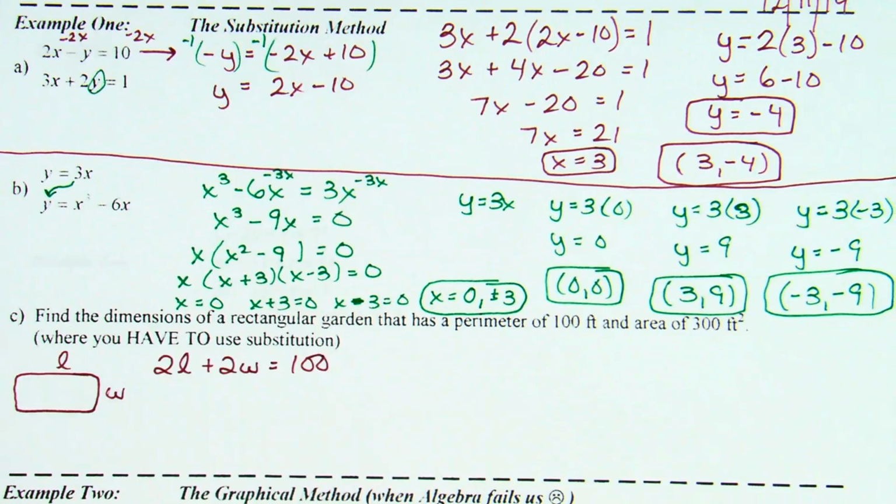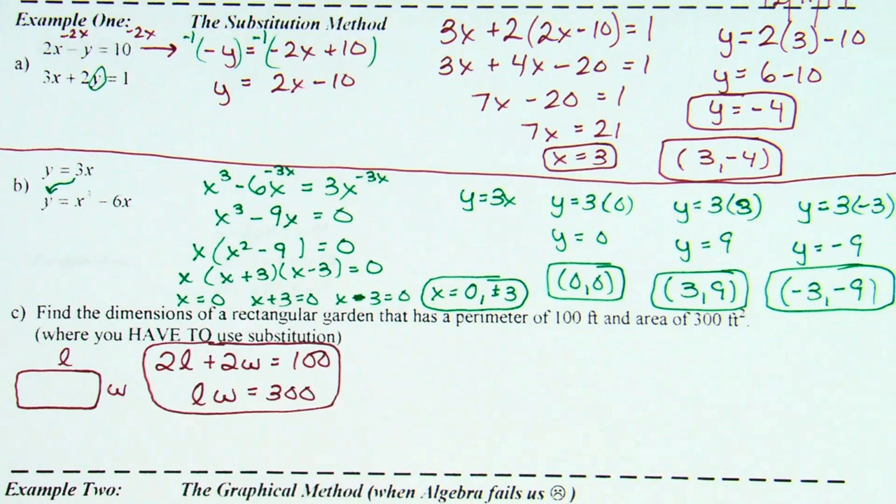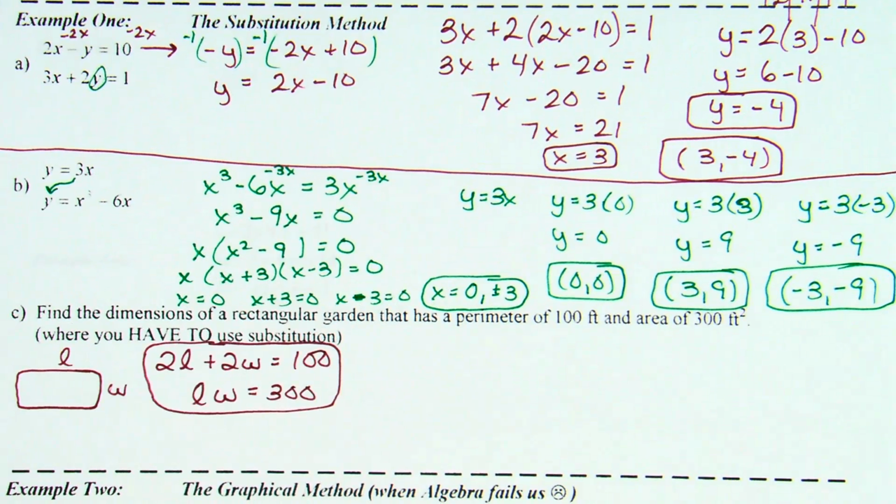How do you want to solve? Well, and here's the deal, guys. Why do we have to use substitution on this one? It's L times W. That doesn't match up with either of these terms. There's no way we can eliminate anything because we have an LW term. So, pick one to solve. Which equation do you want to solve for L or W?